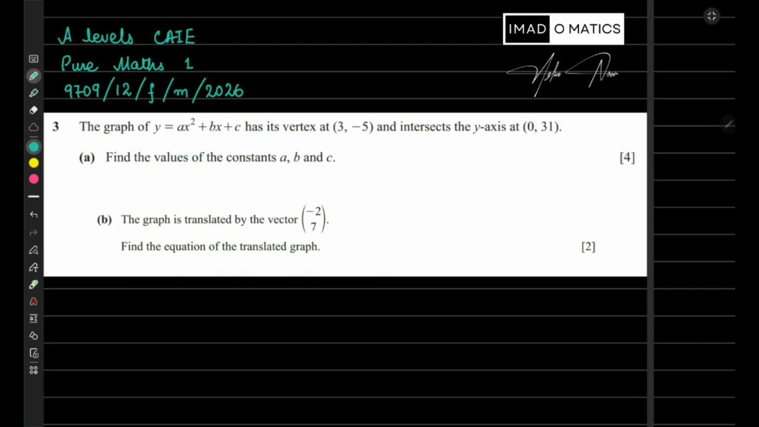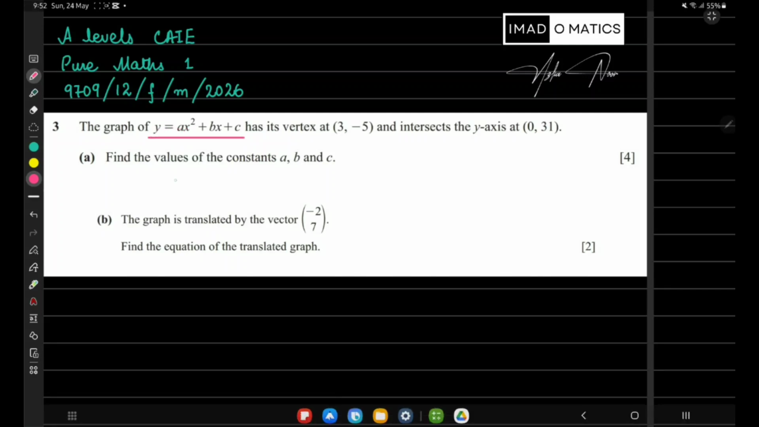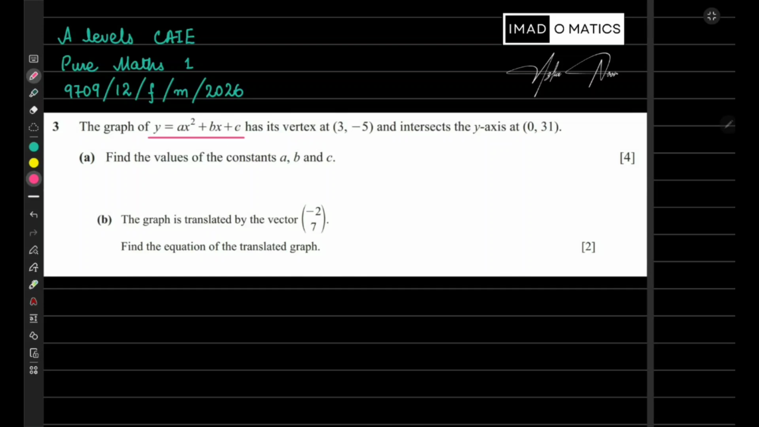Question 3 says that the graph of y equals x squared plus bx plus c. What kind of a graph would it be? It's a quadratic, so the graph would be a parabola, depending on what A is. If A is positive, then it opens upwards, and if A is negative, then it's upside down. It has a vertex at (3, -5), this vertex being a stationary point, and intersects the y-axis at (0, 31).